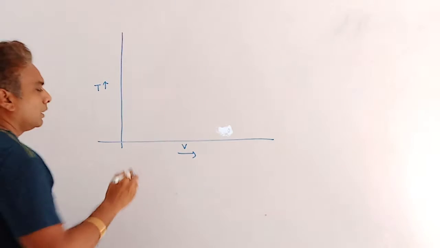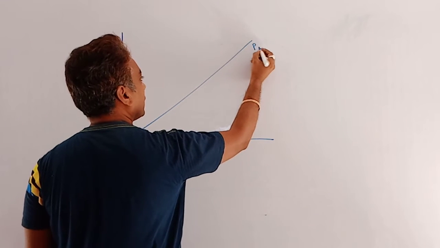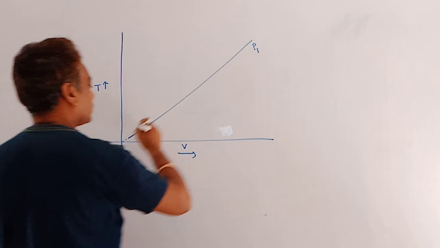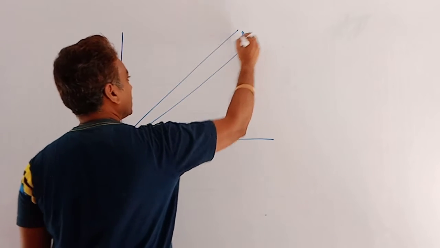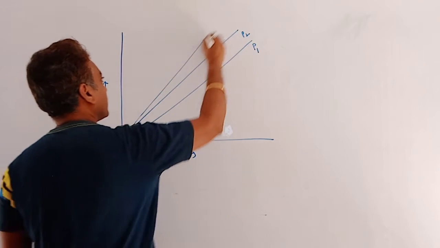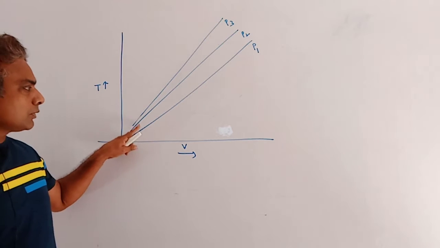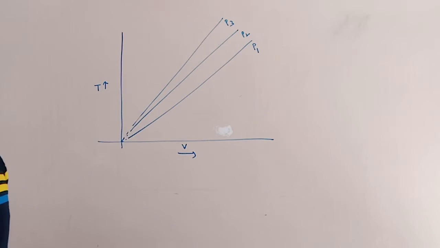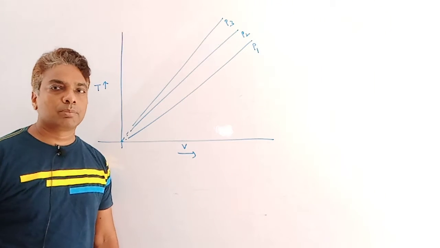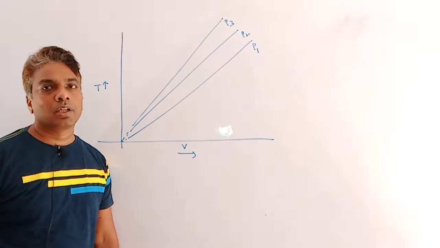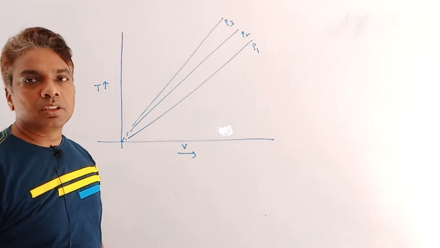Clear? And at constant pressure P1, a straight line is observed as such one. At another constant pressure P2, it is this one, and at another constant pressure P3, it is this one. All these individual lines are for Charles' law at different constant pressures P1, P2, P3. And the question is, what is the relation between these pressures?